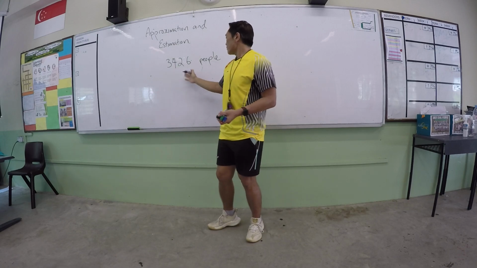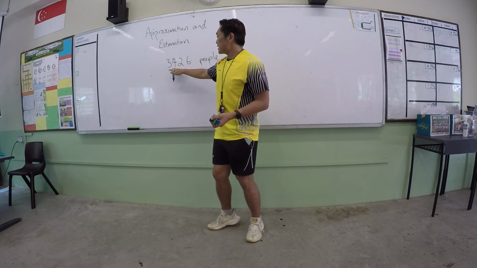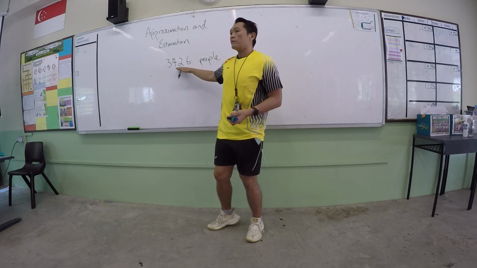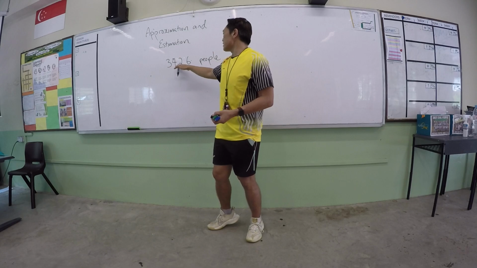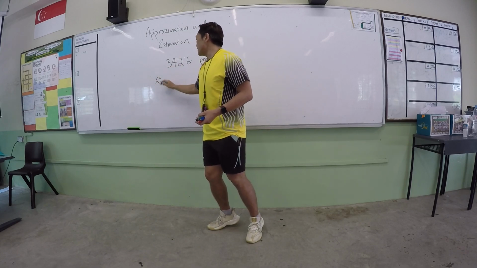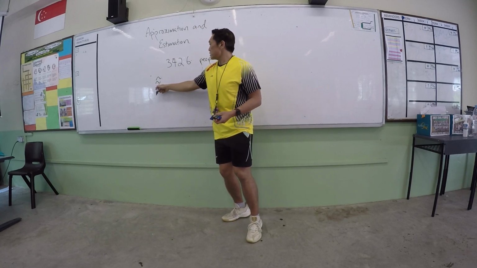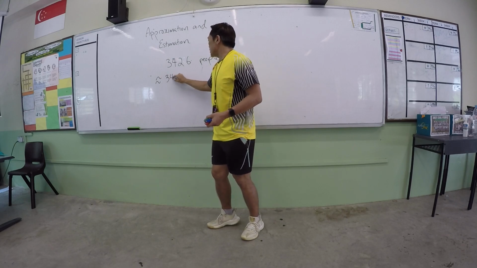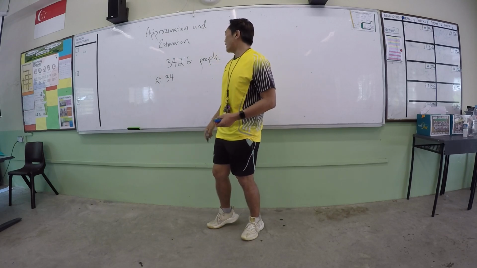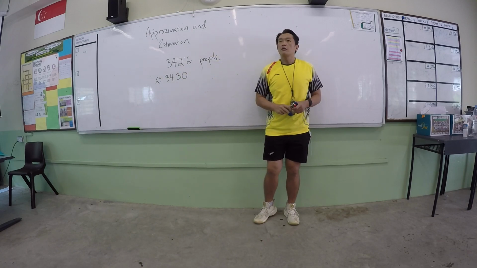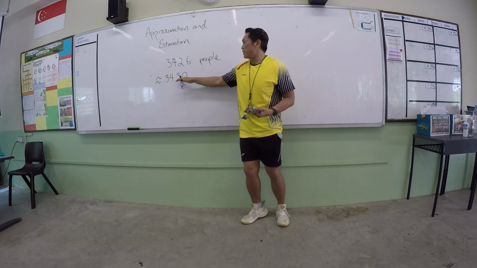I can say to lesser accuracy, this is the most accurate already. There are exactly 3,426 people. But I can say it is roughly, this is the sign we use, it is not exactly equal, but it is roughly 3,430. Yeah. So it is roughly 3,430.